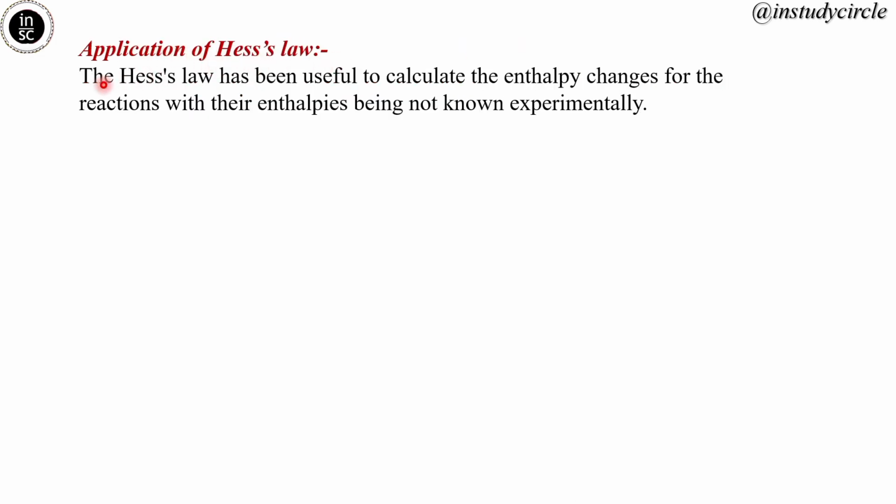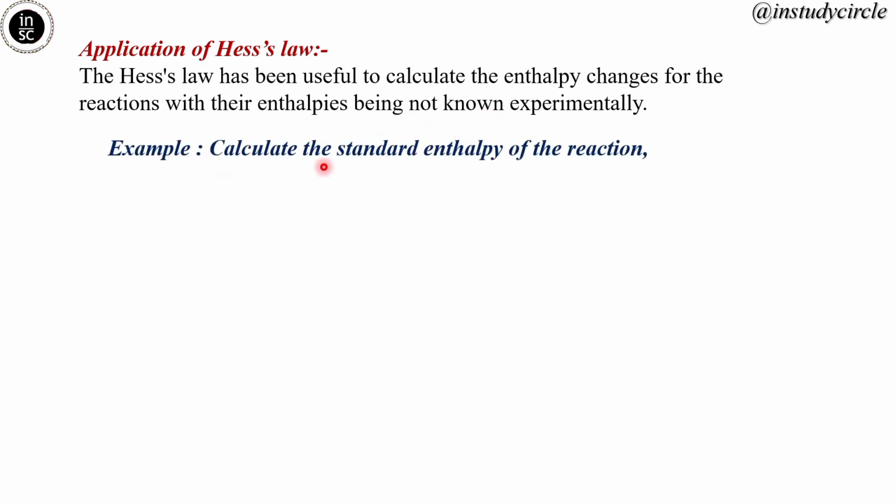Applications of Hess's law. Hess's law is useful to calculate the enthalpy changes for reactions whose enthalpies are not known experimentally. For example, to calculate the standard enthalpy of the reaction in which 2 moles of iron react with 3/2 moles of oxygen and produce 1 mole of Fe2O3. This is the oxidation of iron, also called the rusting or corrosion of iron. This reaction is very slow. That's why it is not possible or easy to calculate the enthalpy of this reaction experimentally.